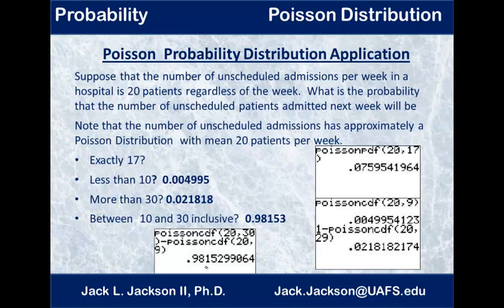So about 0.98153 is the probability that it's between 10 and 30. So over 98% of the time, the number of patients per week will be somewhere between 10 and 30 inclusive. Very rare to get more than 30, because that would only happen about 2% of the time, and even less likely to have less than 10, which has a probability of 0.5%, very small. So that gives us some ideas about Poisson distributions and an example of an application there.